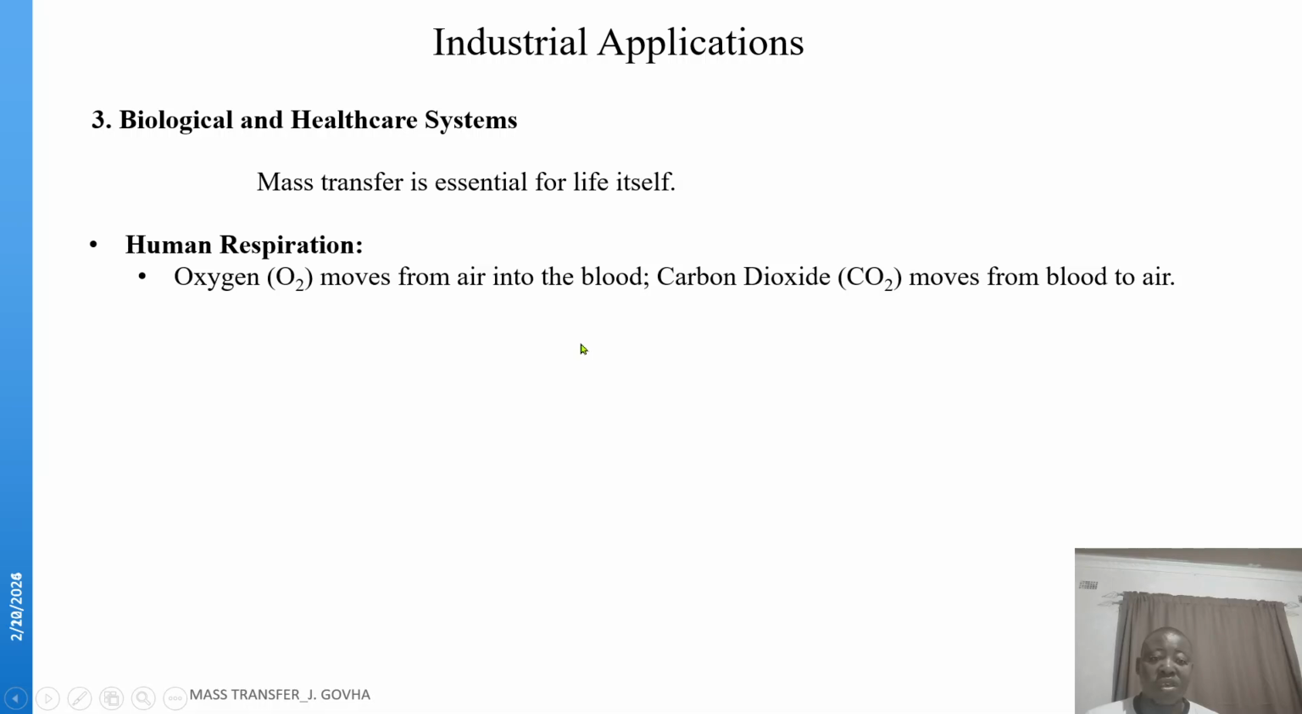Then we also look at biological and health systems. It's important to note that mass transfer is essential for life itself. Why? If you look at the respiratory system, we breathe in air, which is a mixture of nitrogen, carbon dioxide, and oxygen. Of importance, the oxygen needs to get into the bloodstream, and after use, carbon dioxide also needs to be expelled from the system as it moves from blood to air.